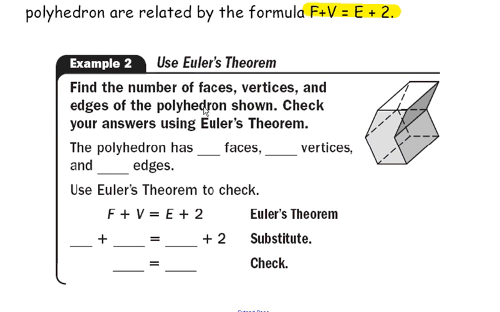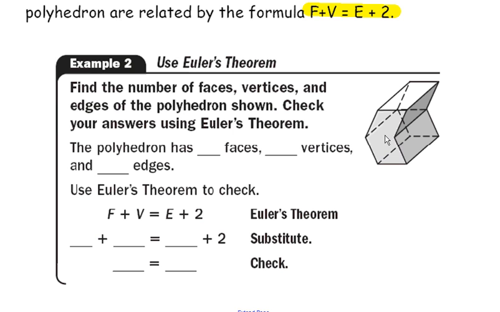And it holds true for any polyhedron. It doesn't have to be a Platonic solid, it doesn't have to be regular. It can be all funky like this. If I find the number of faces, vertices, and edges, then Euler's theorem holds true.